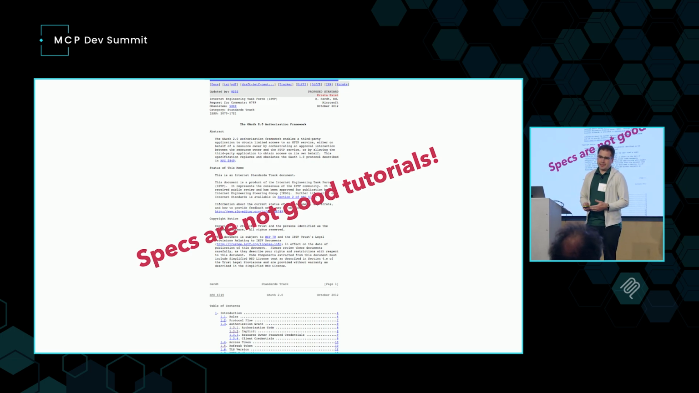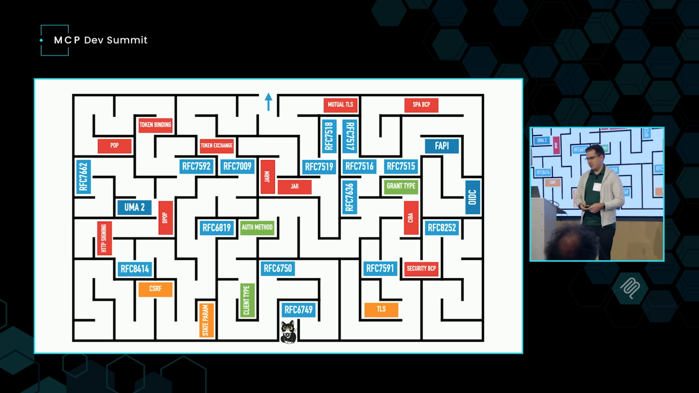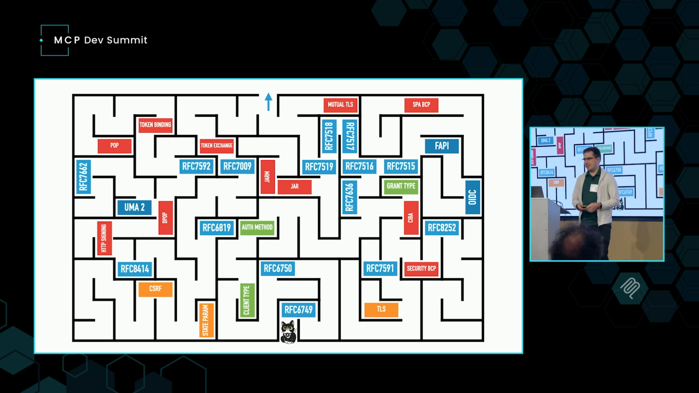OAuth is not one spec. OAuth is a whole bunch of specs. It is a bit of a mess. It's definitely a maze. Most of it you probably don't care about. Most of it you shouldn't need to care about. And every time there's an ecosystem that goes and builds something with OAuth, they do pick and choose which parts of it to use, which is good.